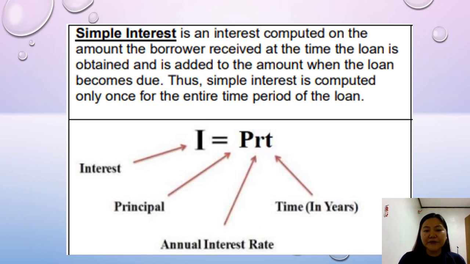So, meron tayong formula to find the simple interest. We have I is equal to PRT. I means the interest, P means principal, R means annual interest rate, and T means time in years. Okay? In years po siya ha.